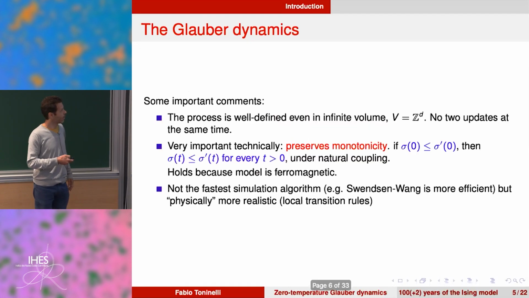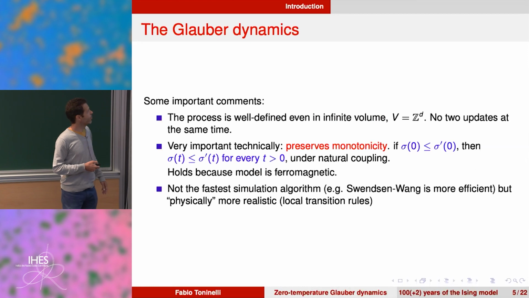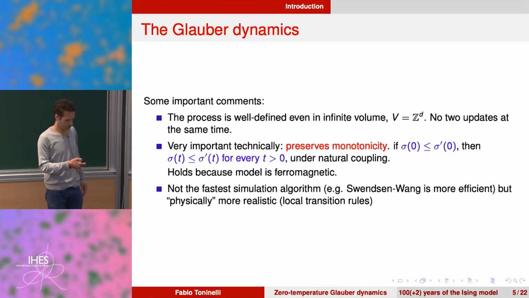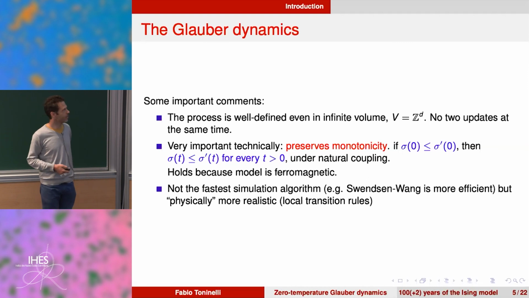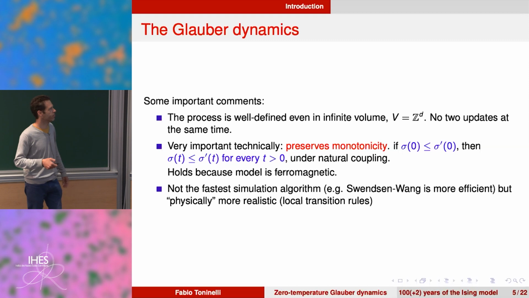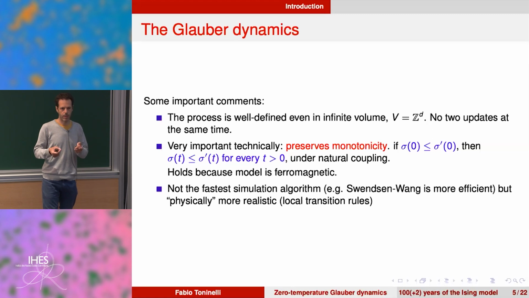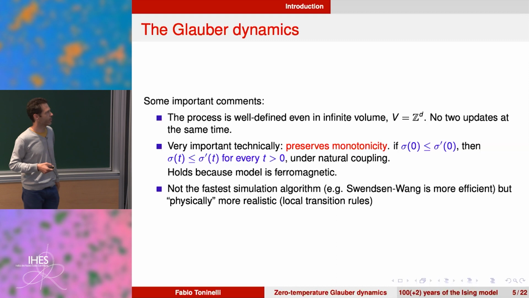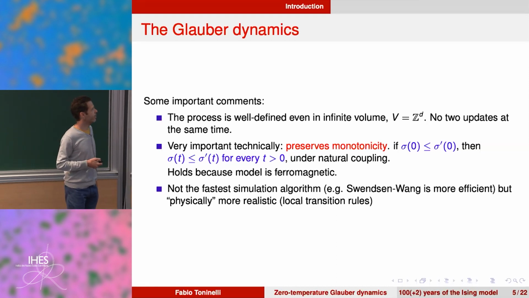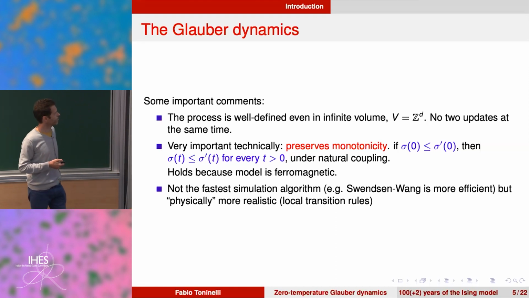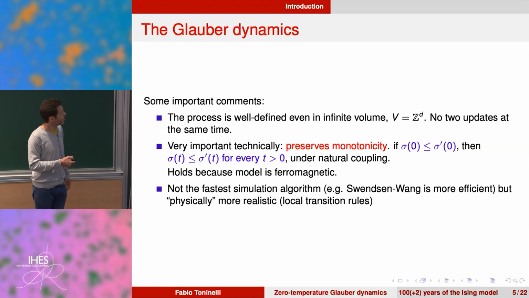All right. Okay, a couple of comments. First of all, the dynamics is well defined, no problem, even in infinite volume, in infinite graphs. This is a very standard result, maybe by Liggett. So you can define the dynamics in infinite volume without any problem. In particular, updates never happen at the same time in two different locations, simply because the clocks have continuous distribution.